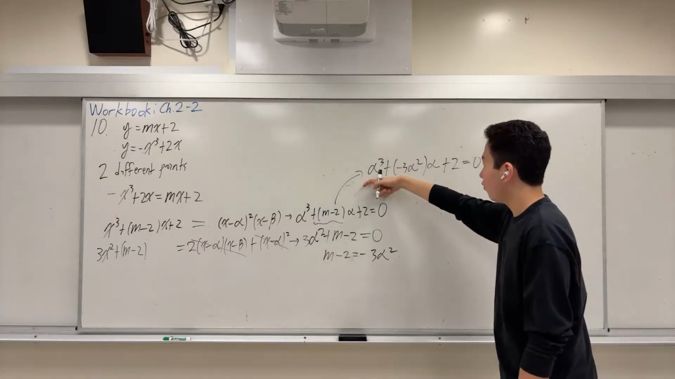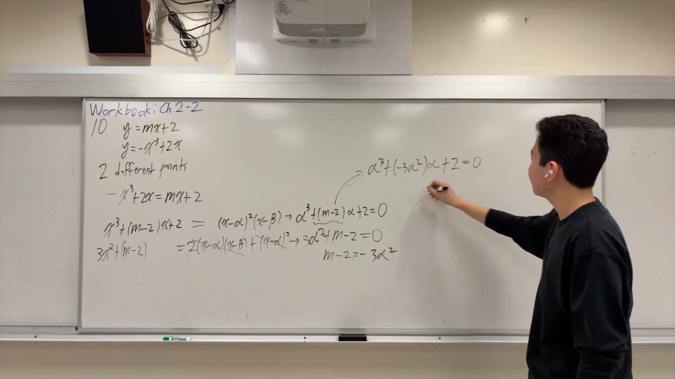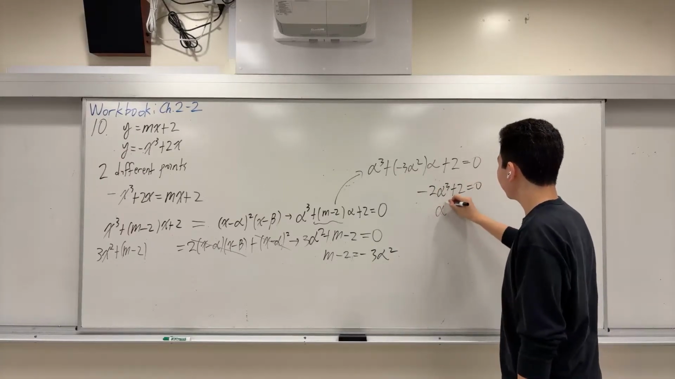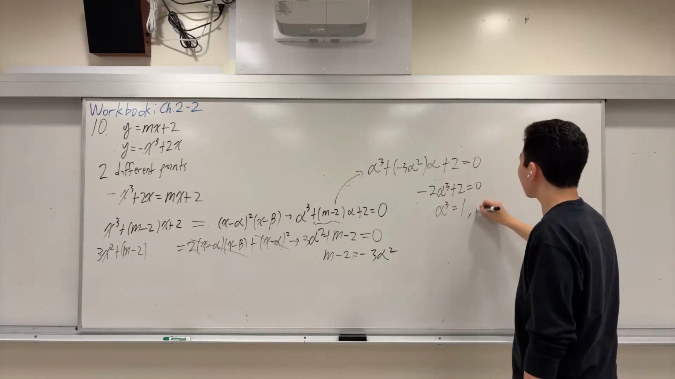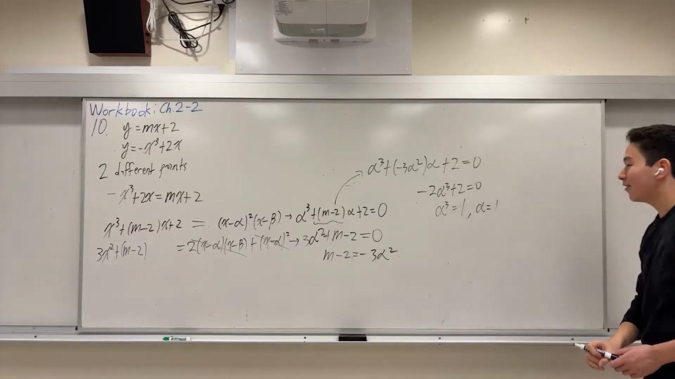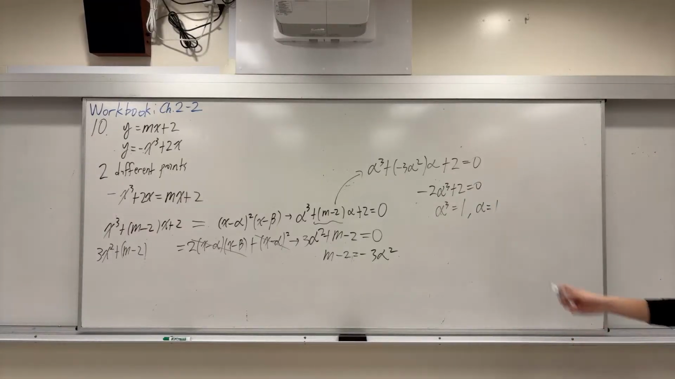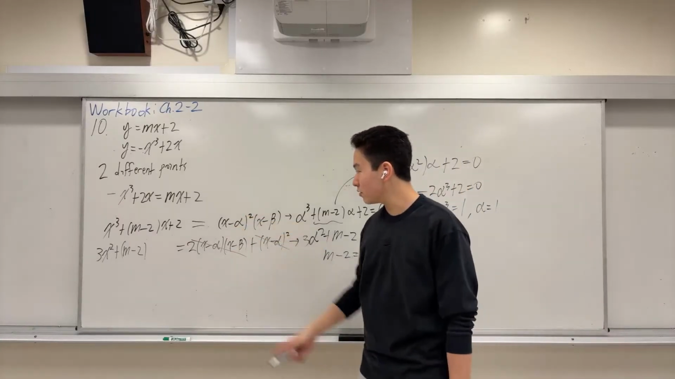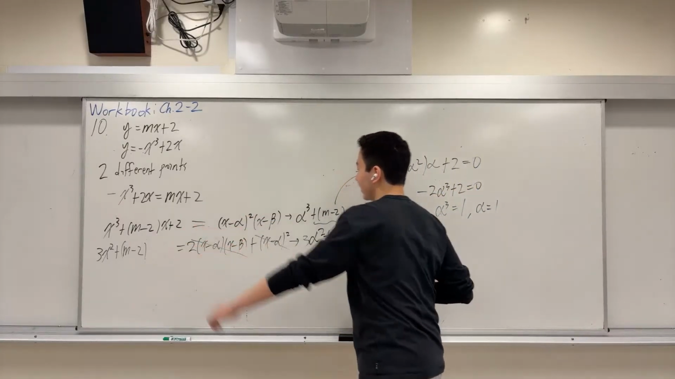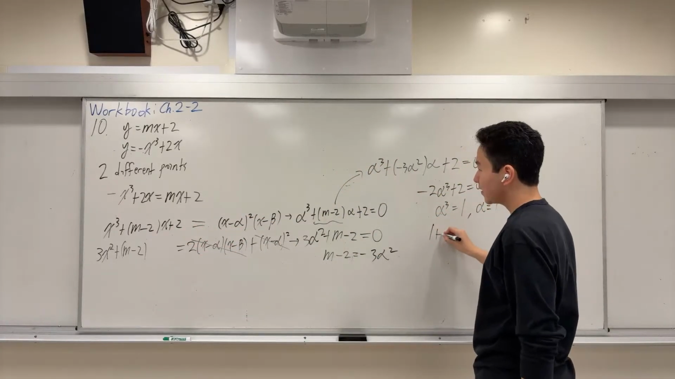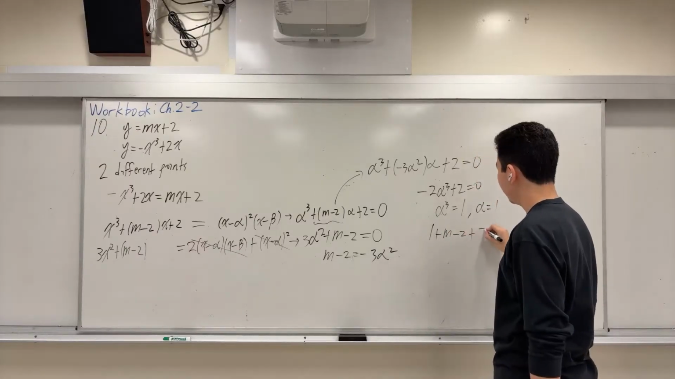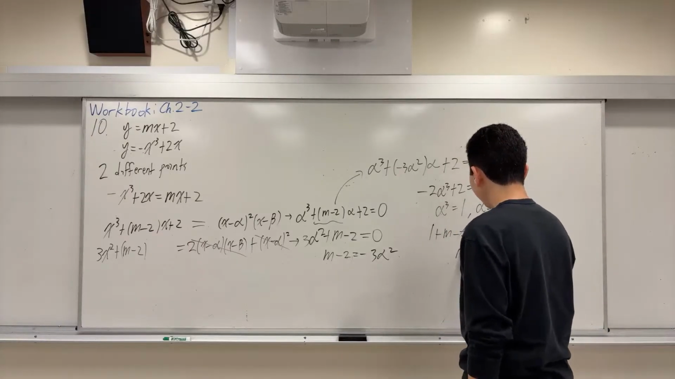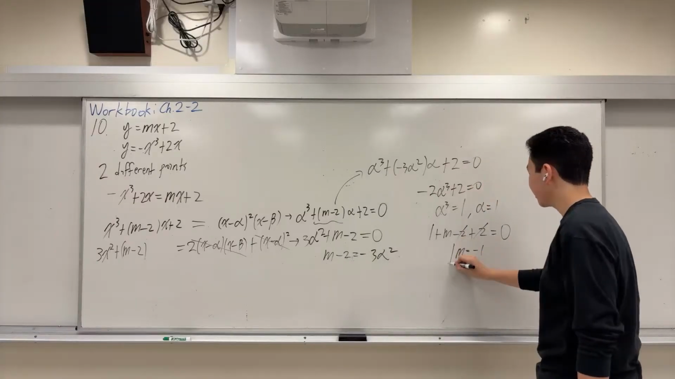That means that we have 1 alpha cubed and minus 3 alpha cubed, negative 2 alpha cubed plus 2 equals 0. So alpha cubed should be 1. So there's only one possible value of alpha. Alpha equals 1. Okay, so now we got it. So now we can plug this back into the original function here and set that equal to 0. So 1 plus m minus 2 plus 2 equals 0. So m equals minus 1 would be your answer.